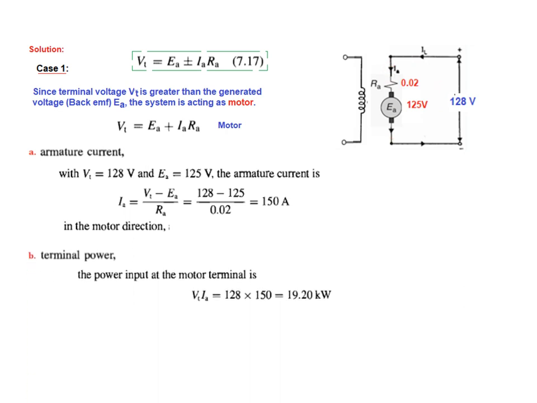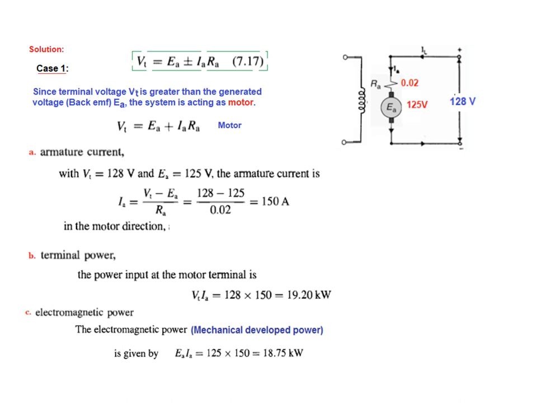Then the terminal power. Now terminal power is the power being supplied, so it is VT into IA, the current that is flowing through this. So 128 is VT, and the current we have found to be 150 ampere. So the terminal power is 19.2 kilowatt.